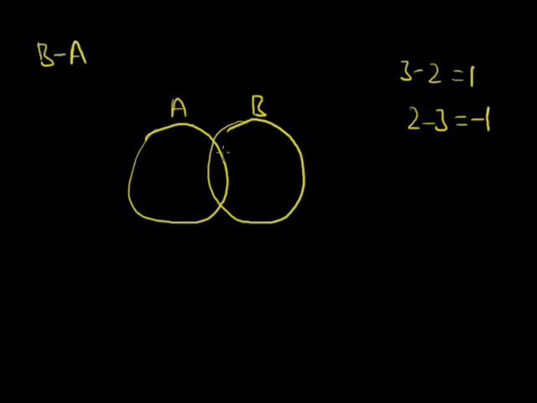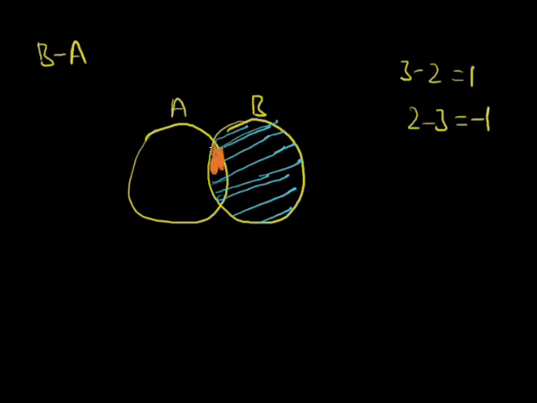We can understand this by the figure. First we'll take this B. So B is this whole region. This whole region is considered to be B. And we remove the region of A from this B. So this is the region which is there in both A and B.